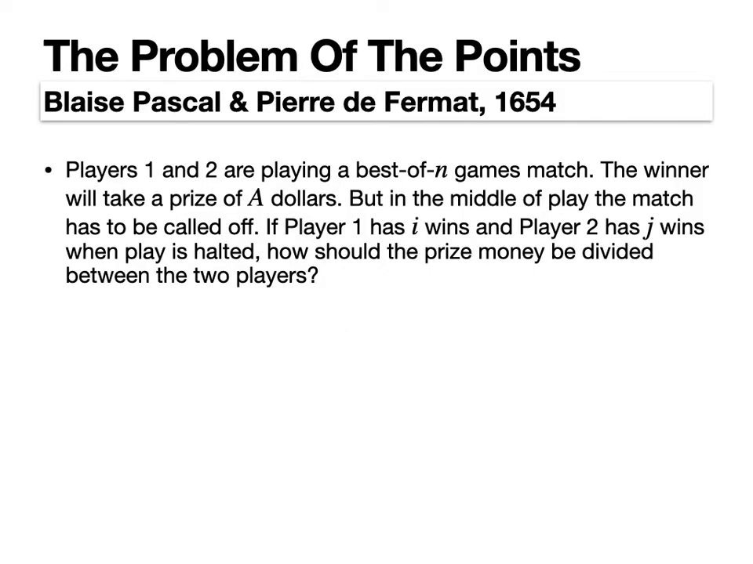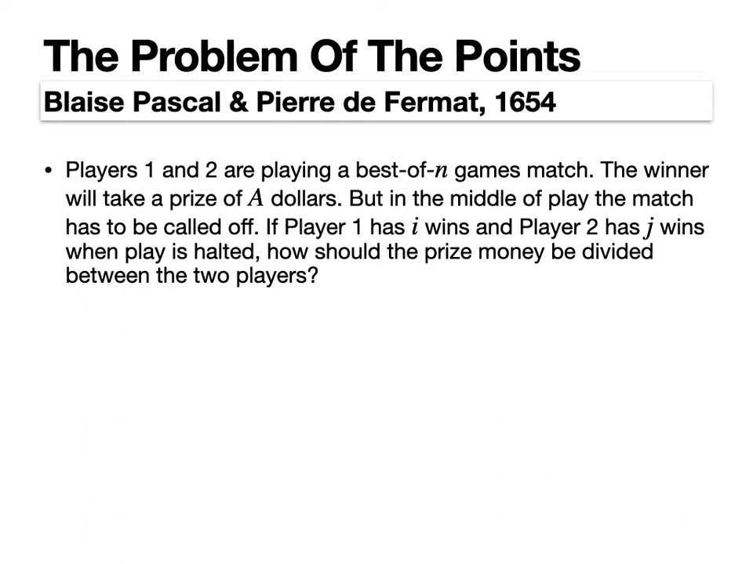This was a problem considered by Pascal and Fermat in their famous 1654 series of letters that's widely considered to be the foundation of the modern theory of probability. And here's how it goes. We have two players. They're playing a best of n games match. So think of two players playing maybe a best of 21 games match. The winner will take a prize of a certain number of dollars. I'm calling it A here.